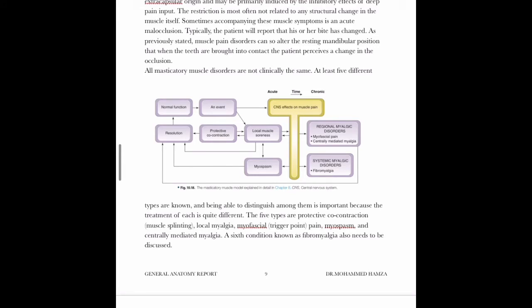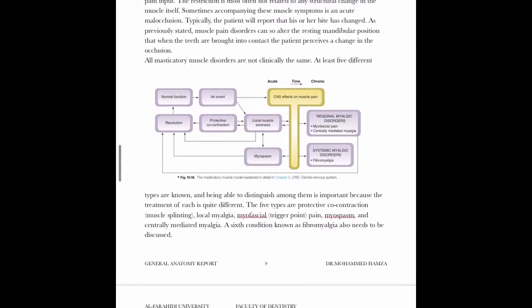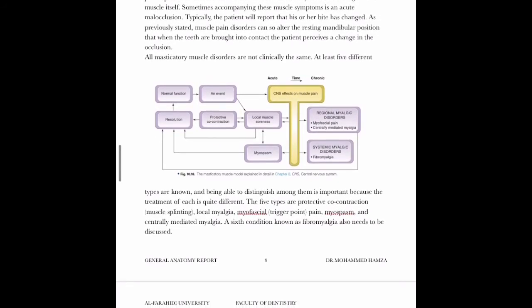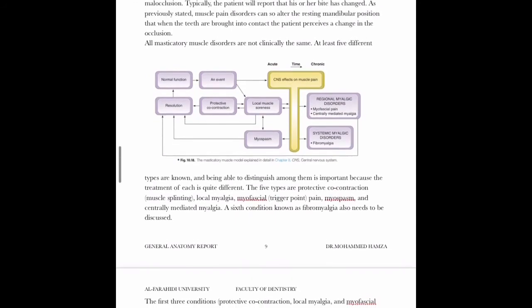Typically, the patient will report that his or her bite has changed. As previously stated, muscle pain disorder can alter the mandibular position, so that when the teeth are brought into contact, the patient perceives a change in the occlusion. All muscle disorders are not clinically the same. At least 5 different types are known, and being able to distinguish among them is important because the treatment for each one is quite different.